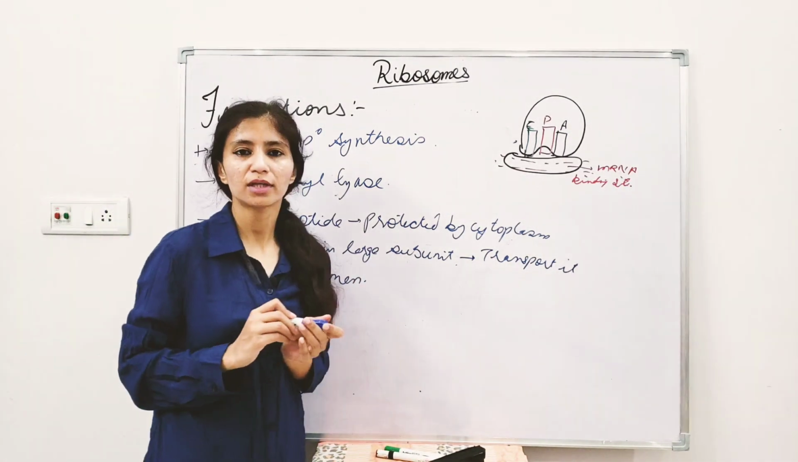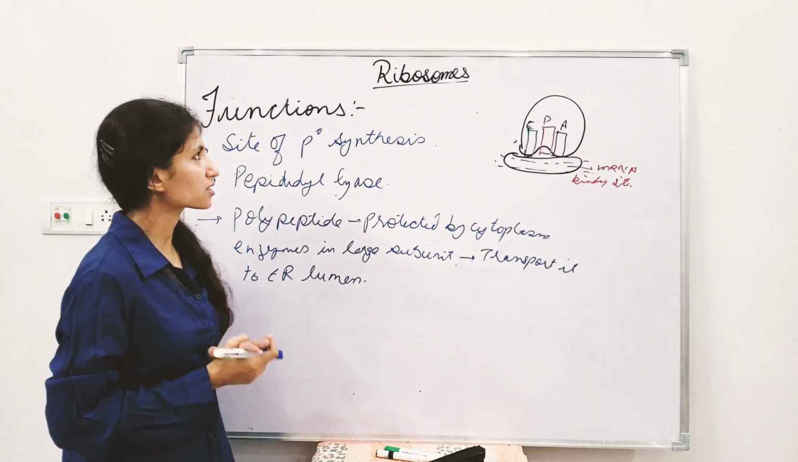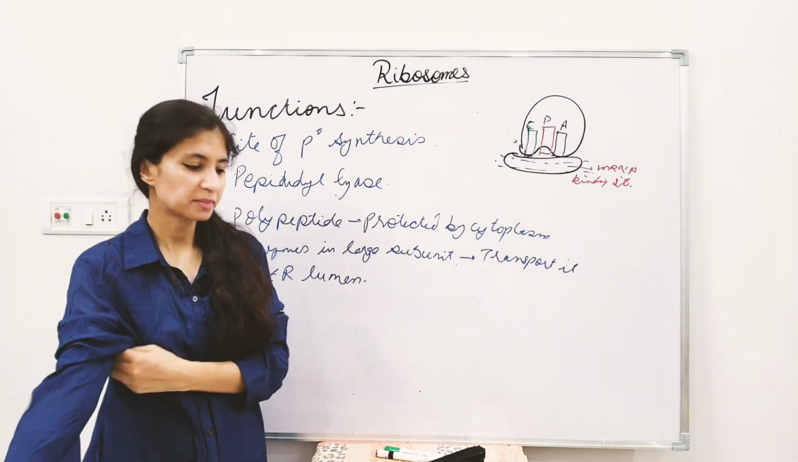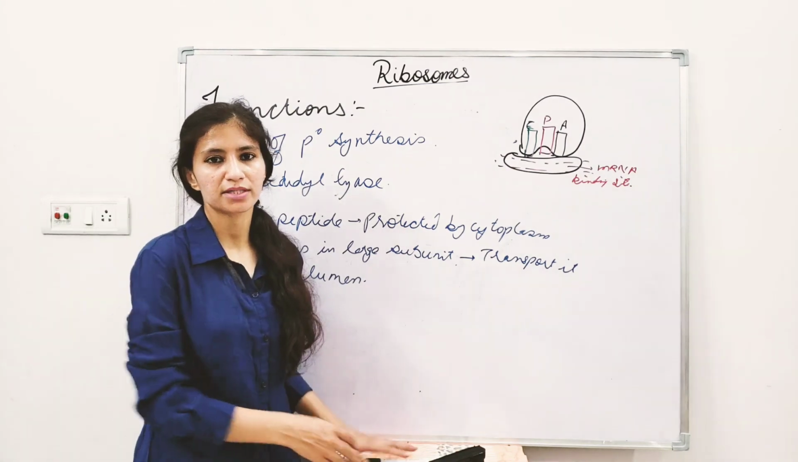So this is all for the ribosomes that we have discussed today. In the next class, we will discuss the rest of the cell organelles that are left. I think two or three cell organelles are left.